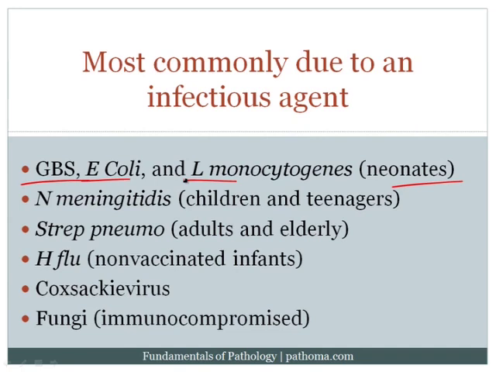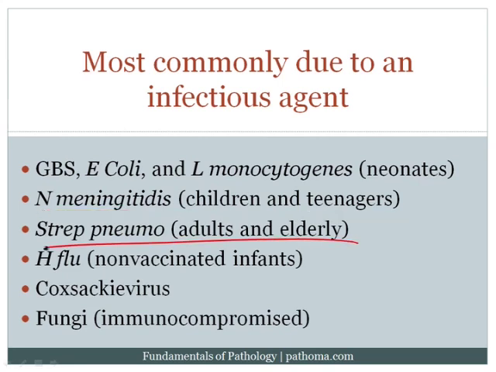In fact, in the case of group B strep, we'll test women in the third trimester to see whether they're colonized with group B strep. And if they are, we actually treat them with antibiotics to decrease their risk of exposure of the baby during the birthing process. Neisseria meningitidis is the most common cause in children and teenagers. Board examiners like you to know that this enters through the nasopharynx and then goes to the blood, and from the blood it gets to the meninges.